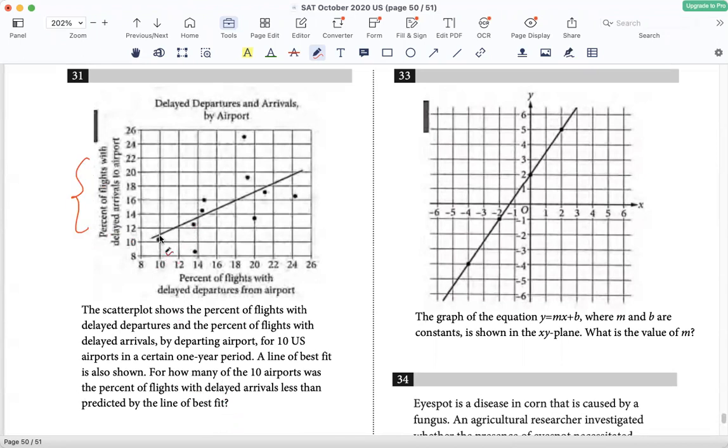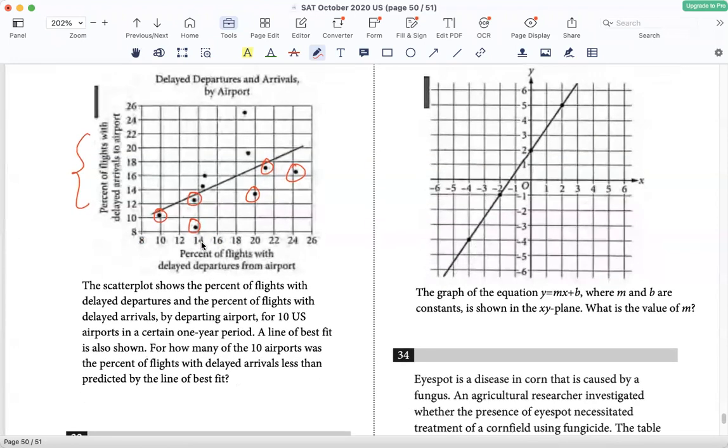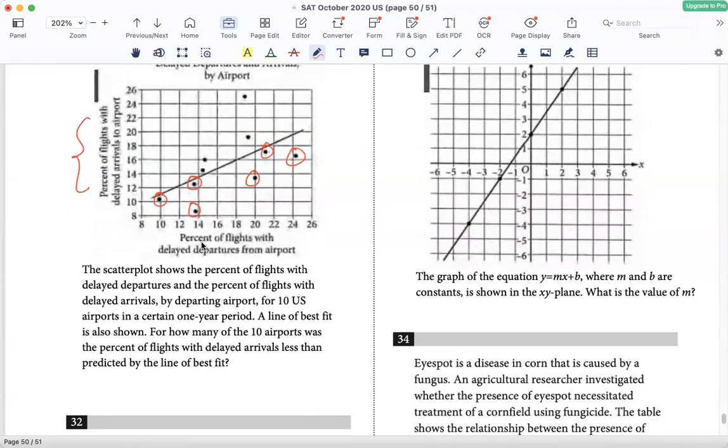Less than, okay. So 1, 2, 3, 4, 5, 6, right? Less than that predicted means that the dots have to be below the line. So out of those 10, 6 were such that the percent of flights with delayed arrival was less than that predicted. Yeah, so 6 is the answer.